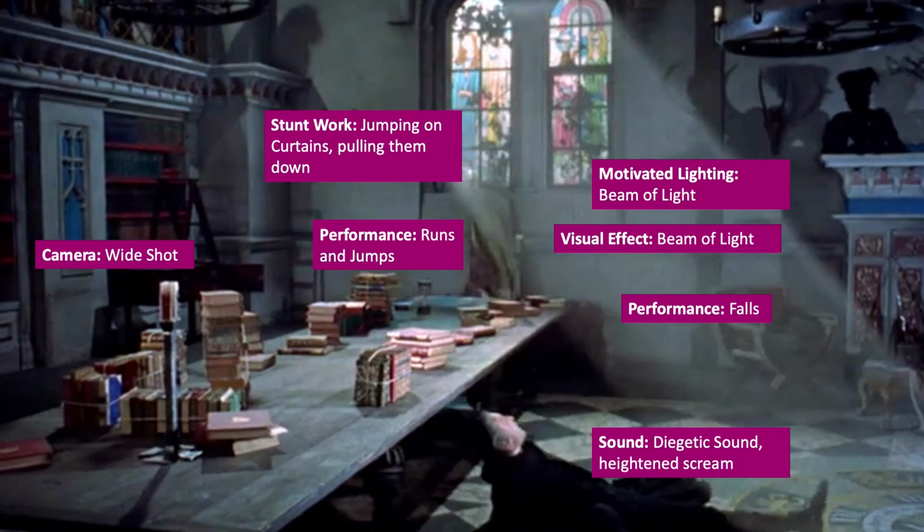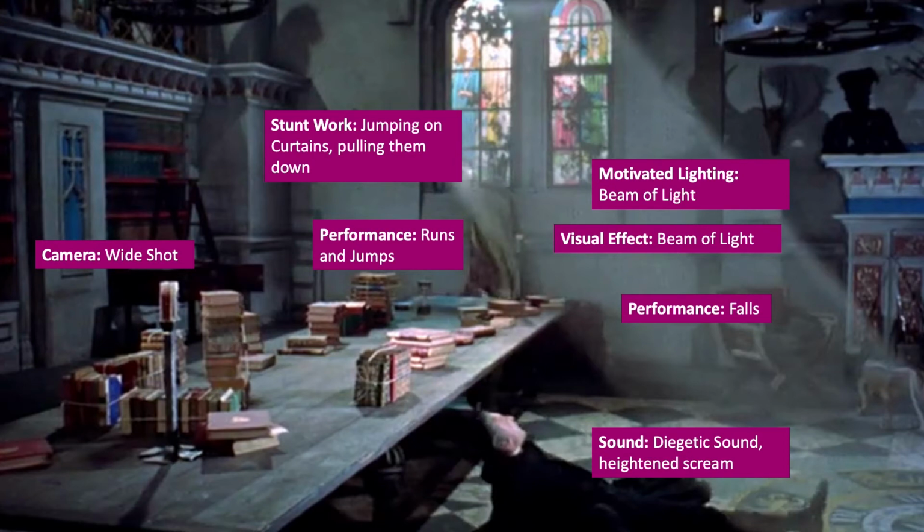So here we have a wide shot, so the audience can see what is going on. So there's a lot of detail in this shot, so it has to be done in the wide shot. You need to see the character running and jumping, you need to see the curtains, and you need to see where Dracula is in relation to the sunlight. So this is why you need a wide shot for this.